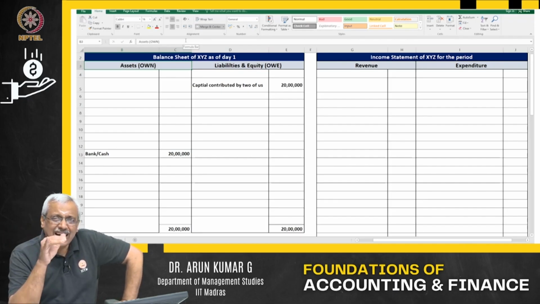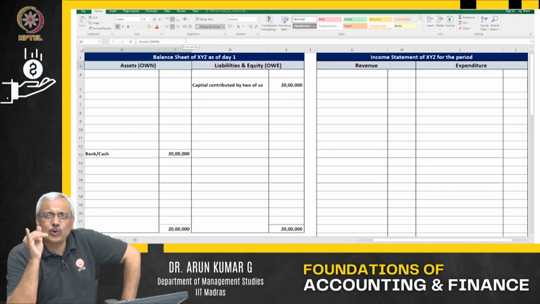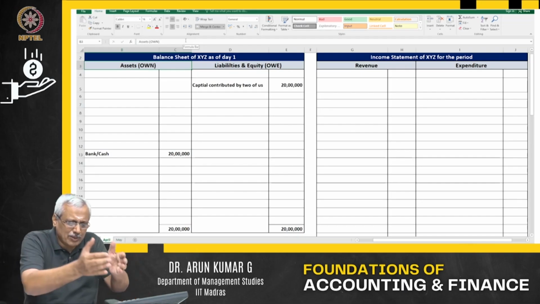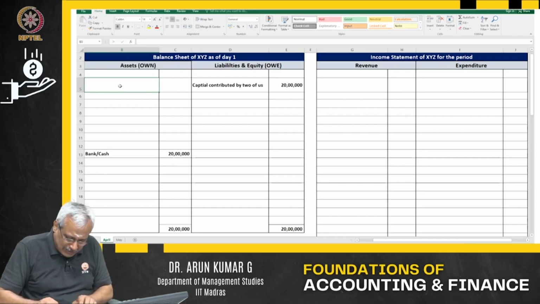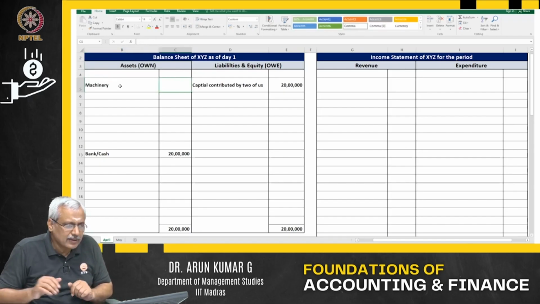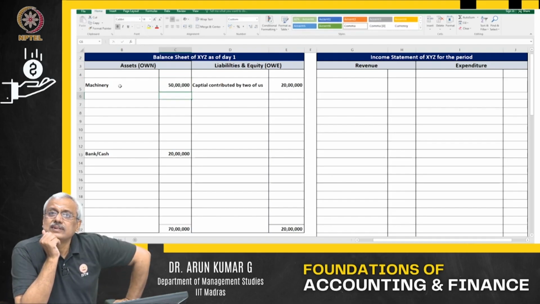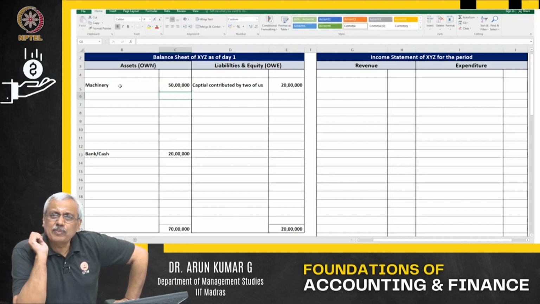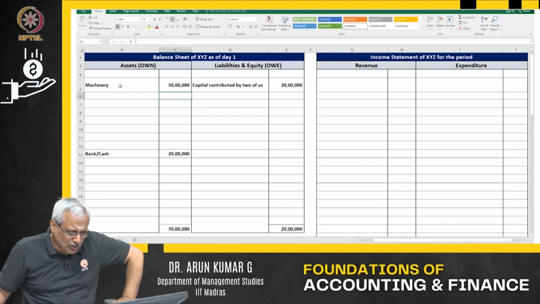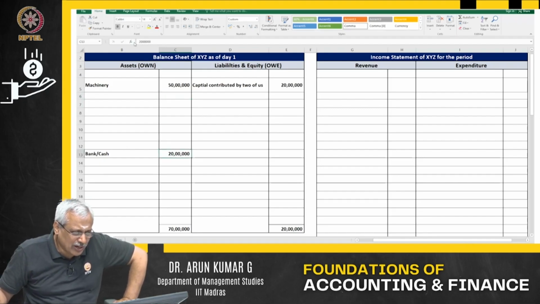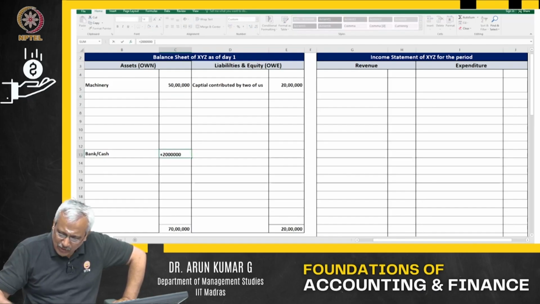In this particular case, I have bought a machinery for 50 lakhs. The machinery is owned by whom? Owned by XYZ. So, what do I own? Machinery. What is the value of machinery? 50 lakhs. Now, what has happened? Have you paid this 50 lakhs? No. What have I paid? I have paid cash of 5 lakhs only. The cash balance you owned earlier was 20 lakhs. Now, how much is there? You have paid about 5 lakhs.